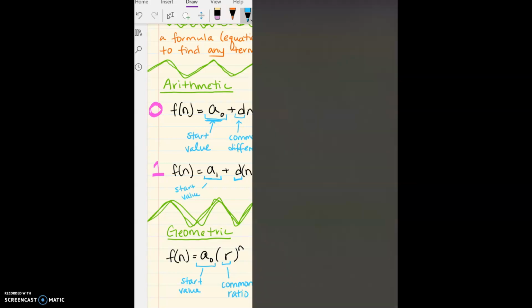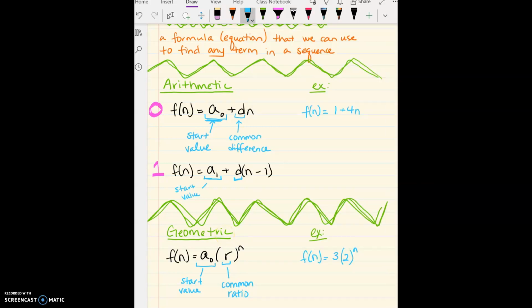So if I did an example over on the right-hand side, Scott's workout would be 3 push-ups on the first day. We're adding 2 push-ups each day. And since it started on the first day, we need to do n minus 1. So that's an example of an arithmetic sequence explicit formula that starts on the first day instead of the 0 day.